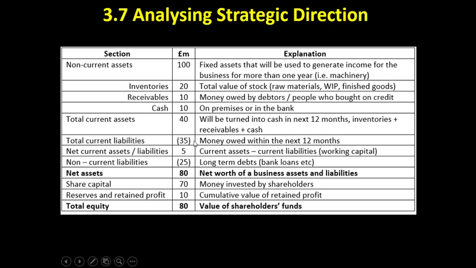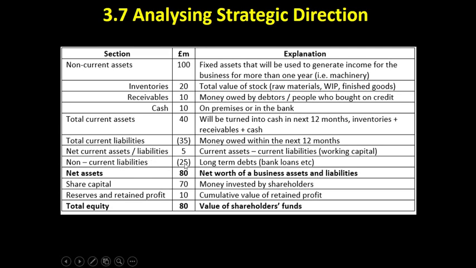This business is going to owe 35 million in the next 12 months. So that leaves them with a working capital. Their net current assets are 5 million. It's not called working capital on the balance sheet, it's called net current assets, and they're worth 5 million. So if we add non-current assets, 100 million, total current assets, we've got 40 million. We take away 35, and that's what these little brackets mean. 35 in brackets means that's leaving the business. Currently, we've got a total value of the business of 105 million.